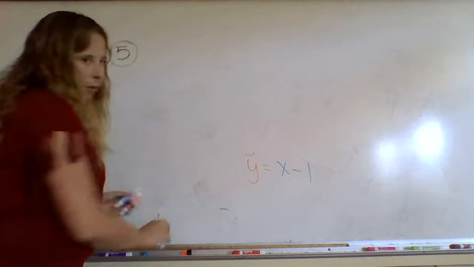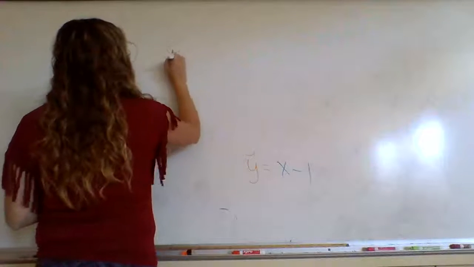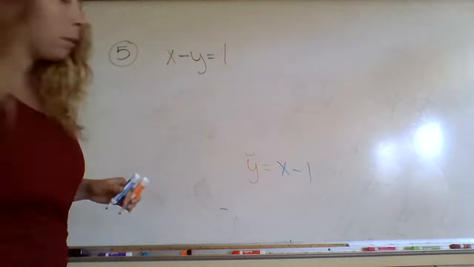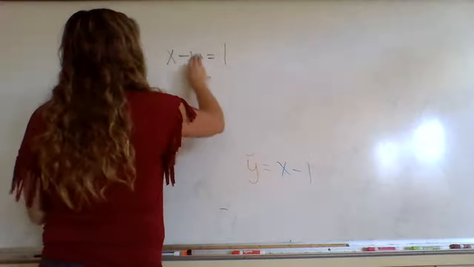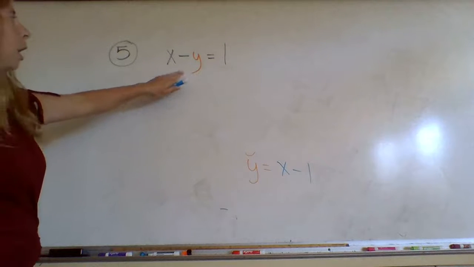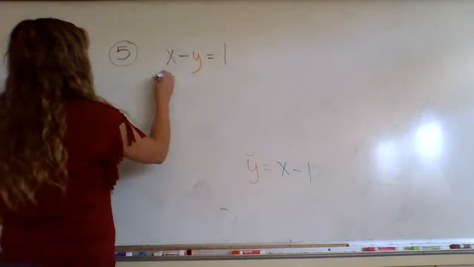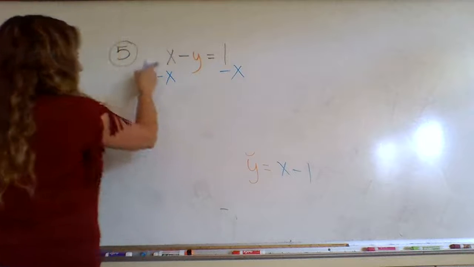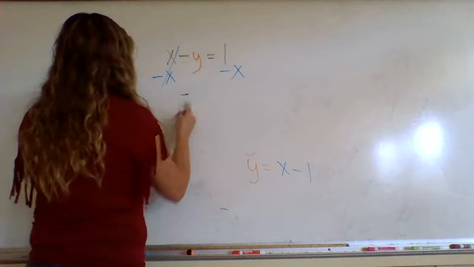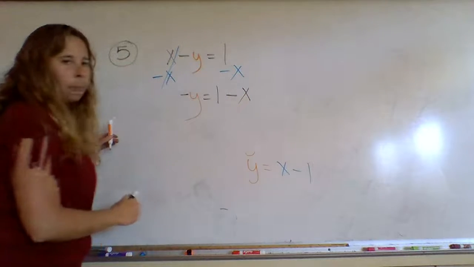The second equation they give you is x minus y equals 1. This is given to you, x minus y equals 1. Okay. Let me make y orange again. There. All right. So we want this in slope-intercept form. So you're solving for y. So my first step is I'm going to subtract x from both sides. X minus x is 0. So on this side, you're left with negative y equals 1 minus x. You're not done.